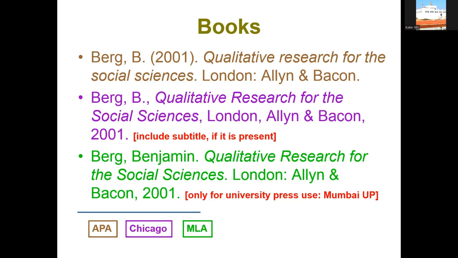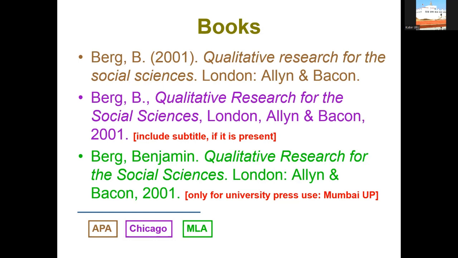And sometimes in the APA system, before 2016, there was no system of giving the brackets, only the dot after Burge B. 2001. But nowadays it has been given in brackets also. Then see, the first letter of the first word of the book title will be in capital letter, qualitative. After that, the words will not be in italics. Like Qualitative research for the social sciences.